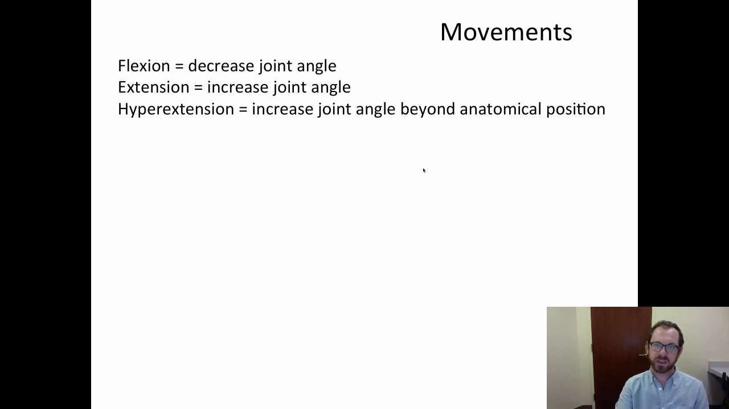And you have some joints where hyperextension is a normal thing, that it's very possible to do. And then there are some joints where hyperextension is going to cause damage. So things like your knee, things like your elbow, those are joints you do not want to hyperextend.